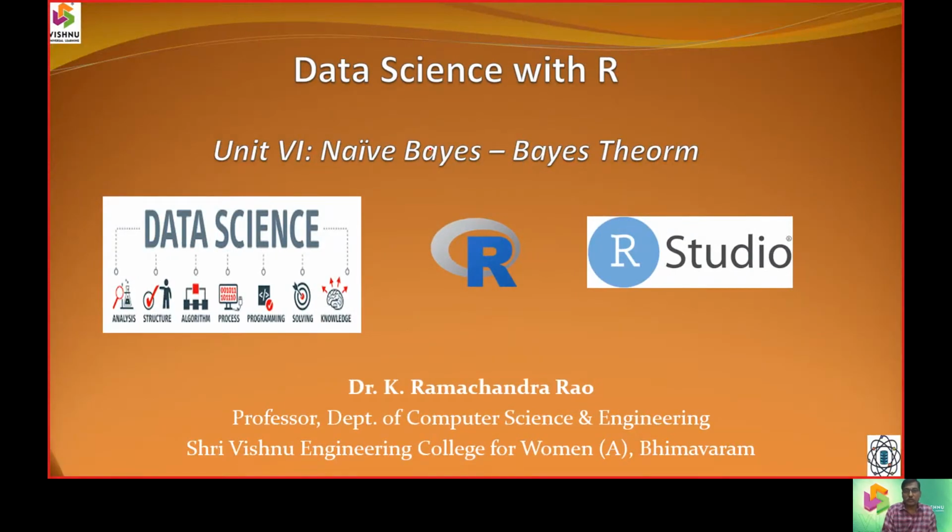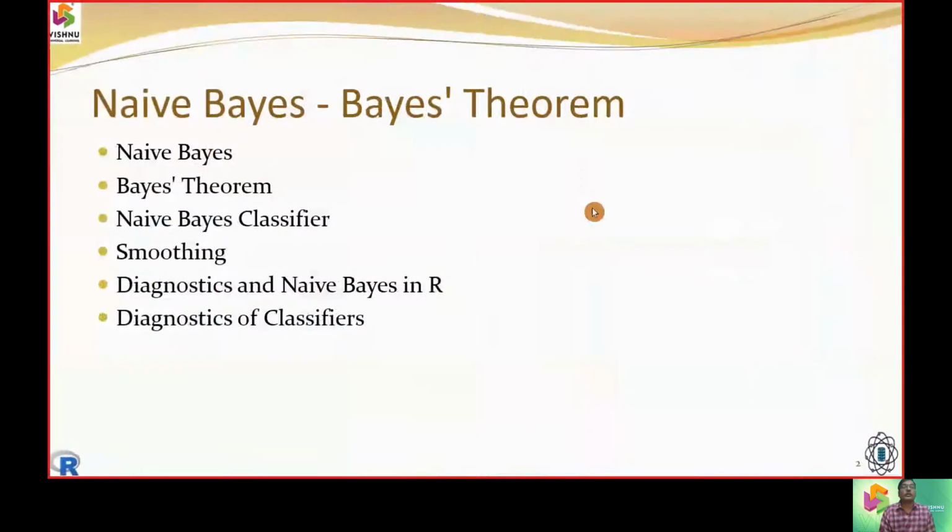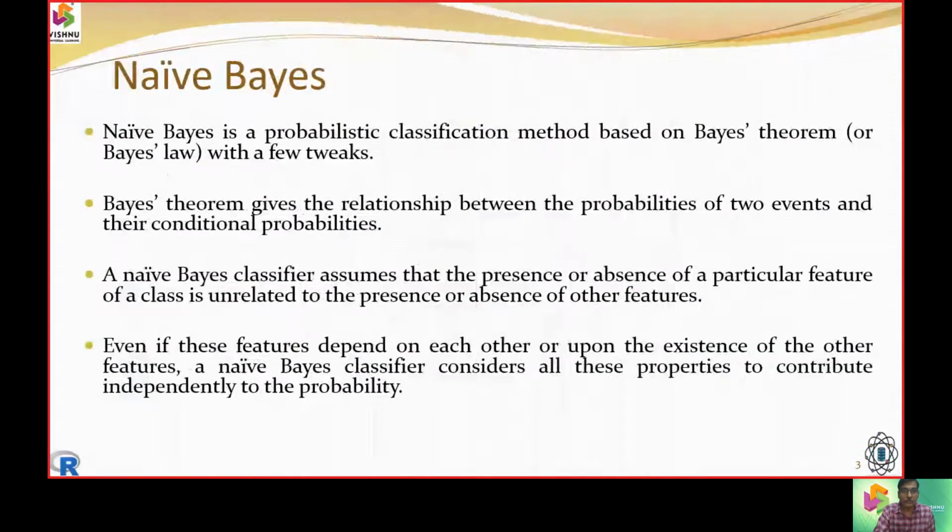So today we will look at Unit 6, that is Naive Bayes and the Bayesian theorem. To look into the outline, we will work with naive Bayes, the Bayesian theorem, the classifier, smoothing, diagnosis of naive Bayes in R, and in general the diagnosis of a classifier.